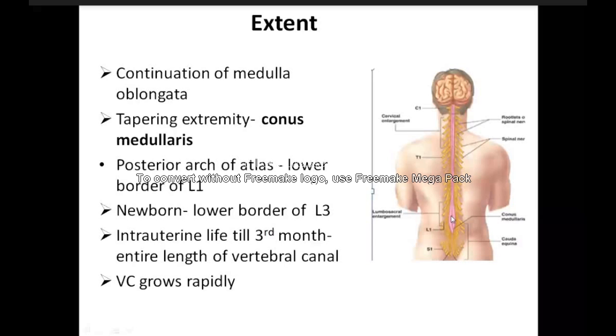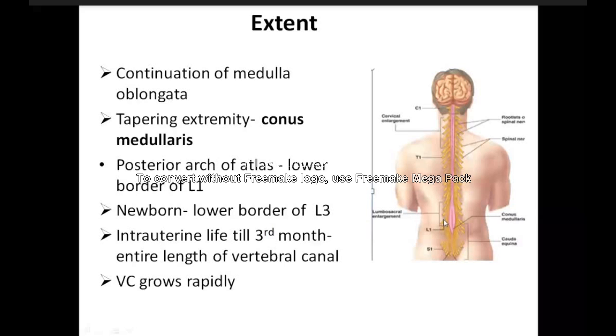Okay, now come to the vertebral extent. So here you can see C1. It starts from the posterior arch of atlas. Atlas is the first cervical vertebra. So it starts from C1, the first cervical vertebra, and it ends at the level of L1, that is the lower border of first lumbar vertebra in case of adult.